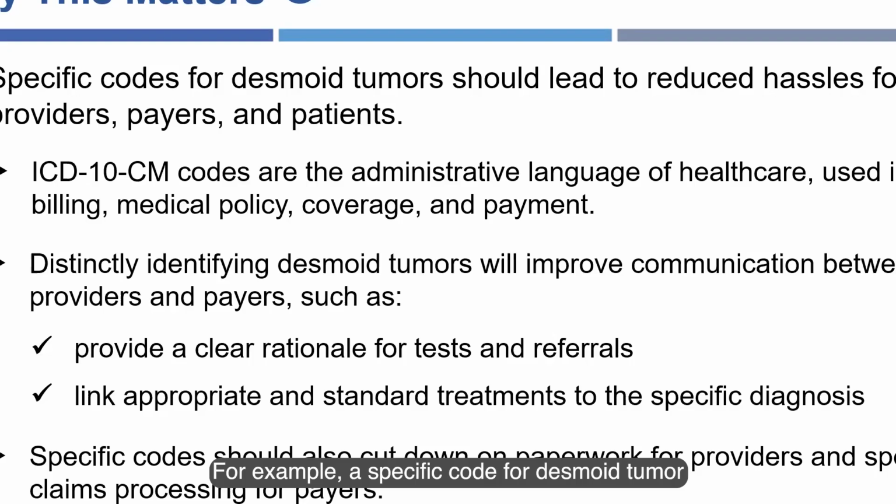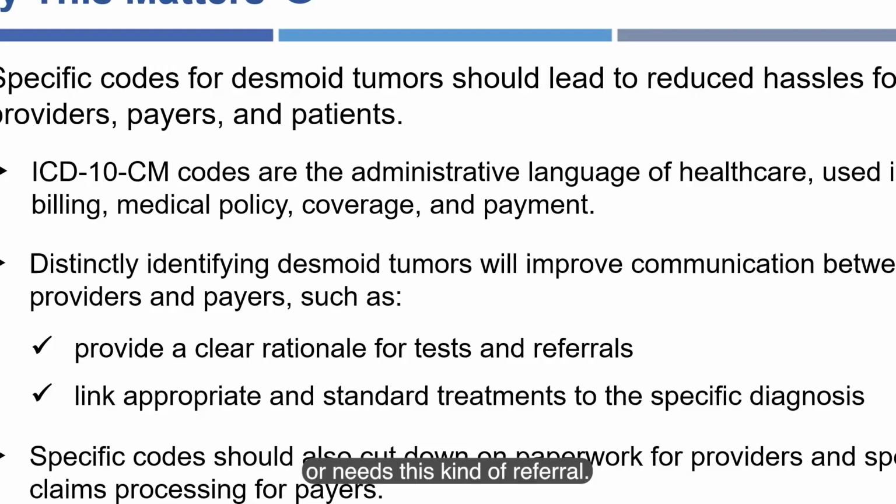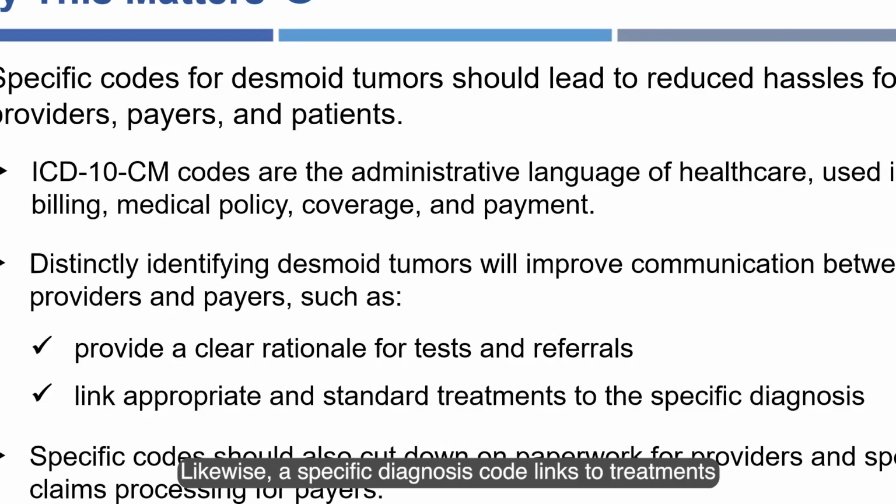For example, a specific code for desmoid tumor explains why this patient needs this particular test or needs this kind of referral. Likewise, a specific diagnosis code links to treatments that are appropriate and expected for desmoid tumor. So they may not be routinely questioned by the payer anymore once the payer knows, yes, that's desmoid tumor. Once everyone gets used to the new codes, which takes a few months, it should cut down on the paperwork and the red tape for physicians and providers, and also help move the claims along through the payers' databases, so the physicians should get paid sooner, right?